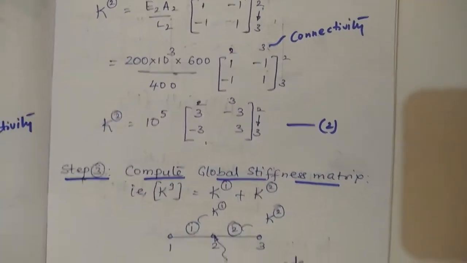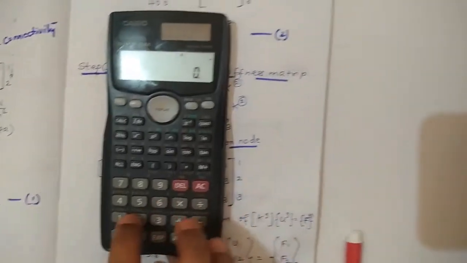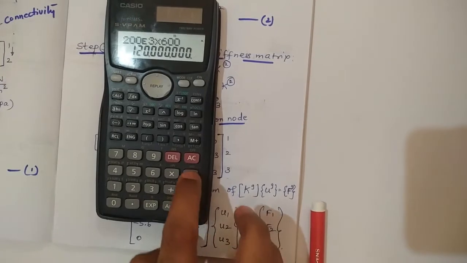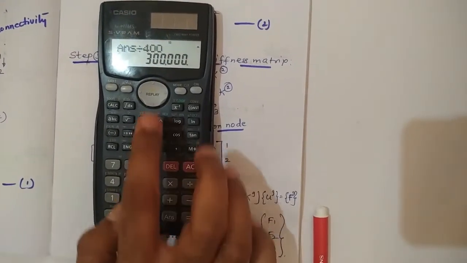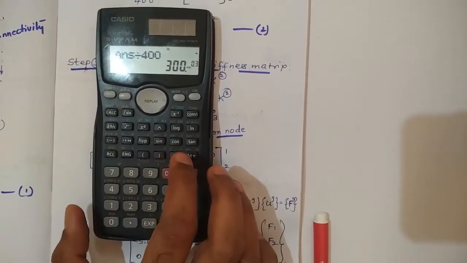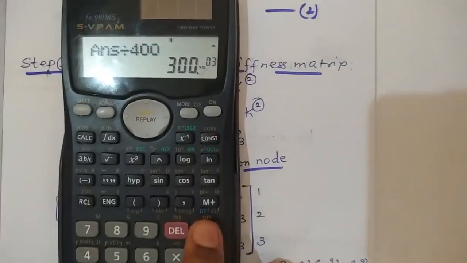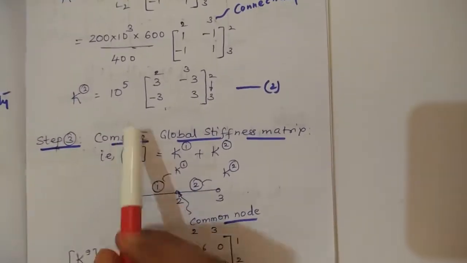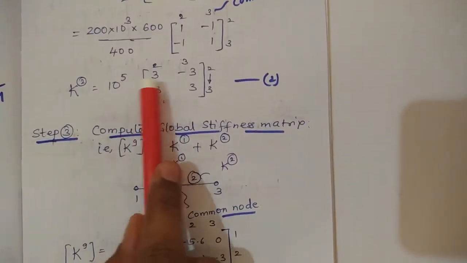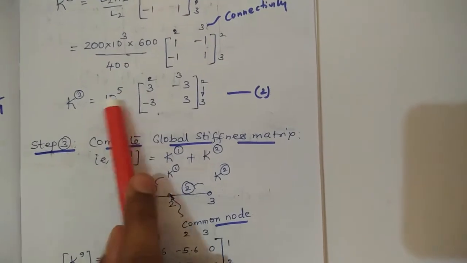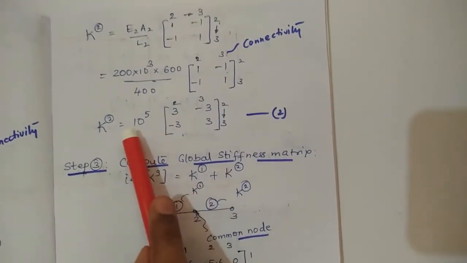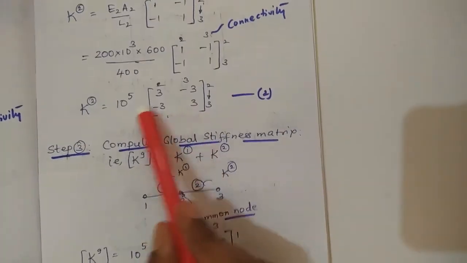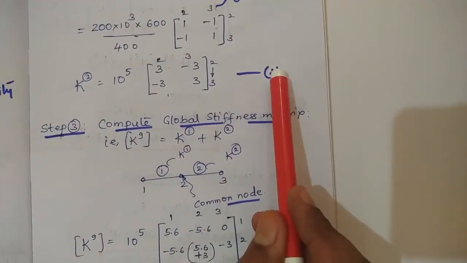Now if I substitute this, have a look into it. 200 exponential 3 into 600 divided by 400, I'll get 300 into 10 raised to 3. So what I will do is write 300 into 10 raised to 3 as 3 into 10 raised to 5. Take the 10 raised to 5 common, so you can simplify this. 2 3, 2 3. Call it equation 2.